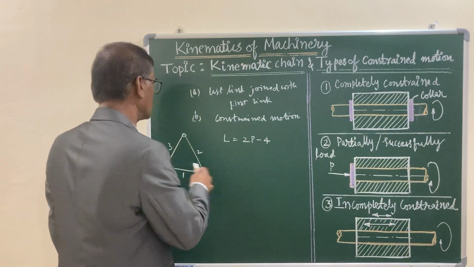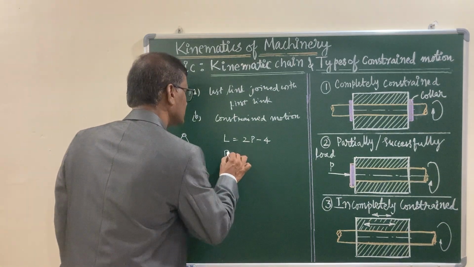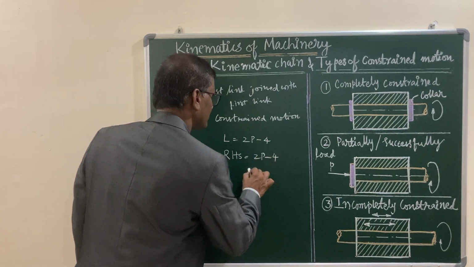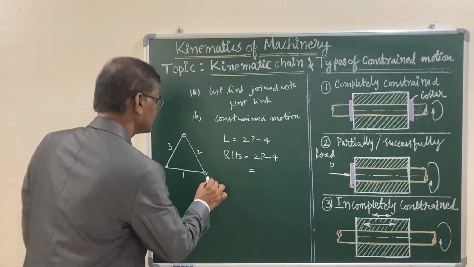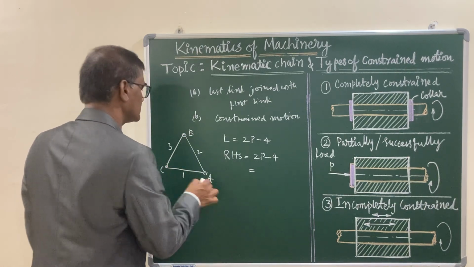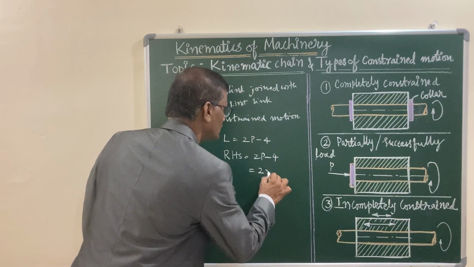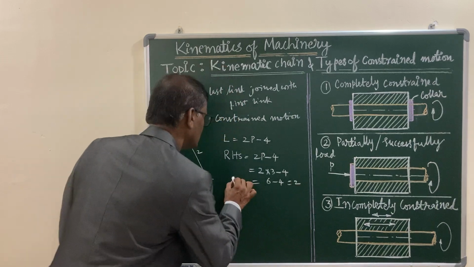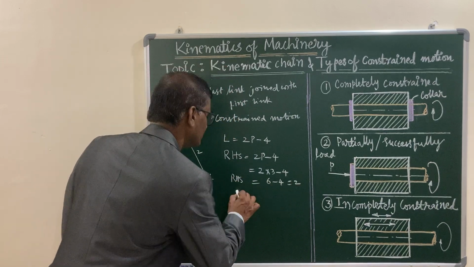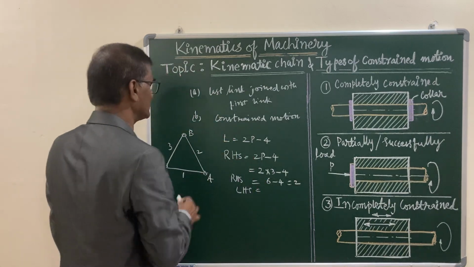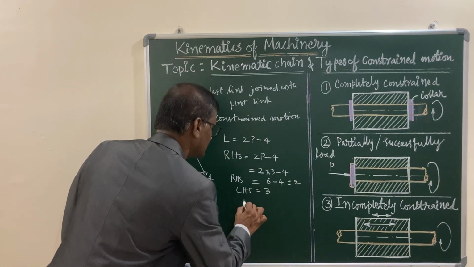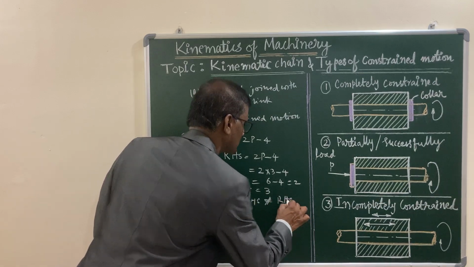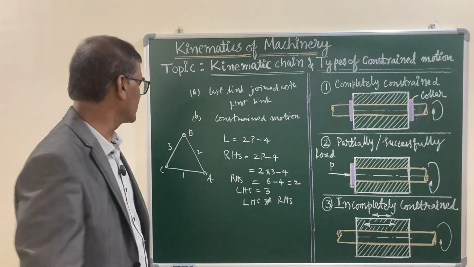In this, number of links are 3. So let us calculate RHS, right hand side, that is 2p minus 4. In this you have 3 pairs, that is A, B and C, 3 kinematic pairs. 2 into 3 minus 4, so that is 6 minus 4, 2. So you have RHS is 2 and left hand side, as you know, number of links are 3. So here LHS is not equal to RHS. So this particular chain is not a kinematic chain.